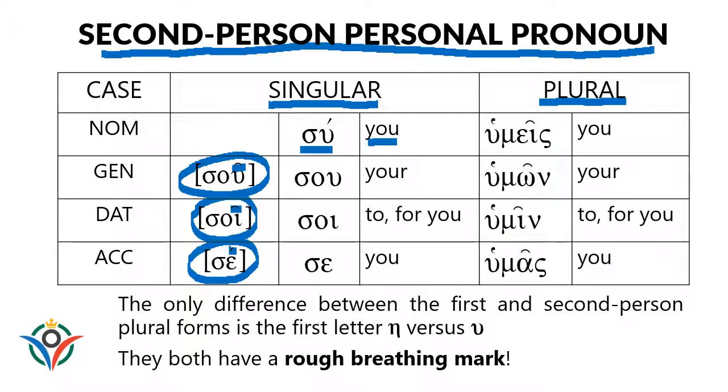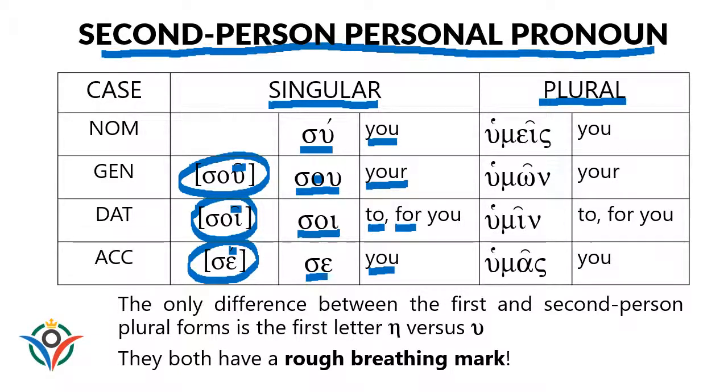So the genitive singular is sou, which we translate as your. So the nominative and genitive are very similar, except that the genitive has the additional omicron. The dative singular is soi, which we translate as to or for you. And the accusative singular is se, which we translate as you.